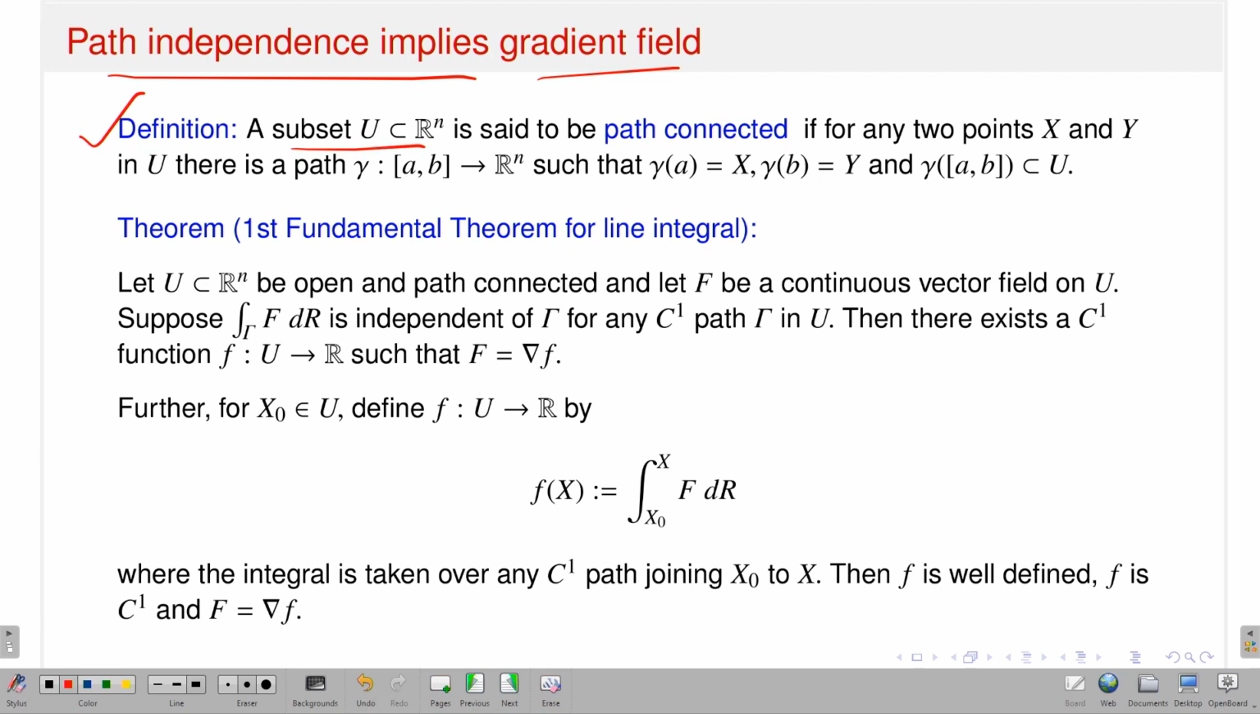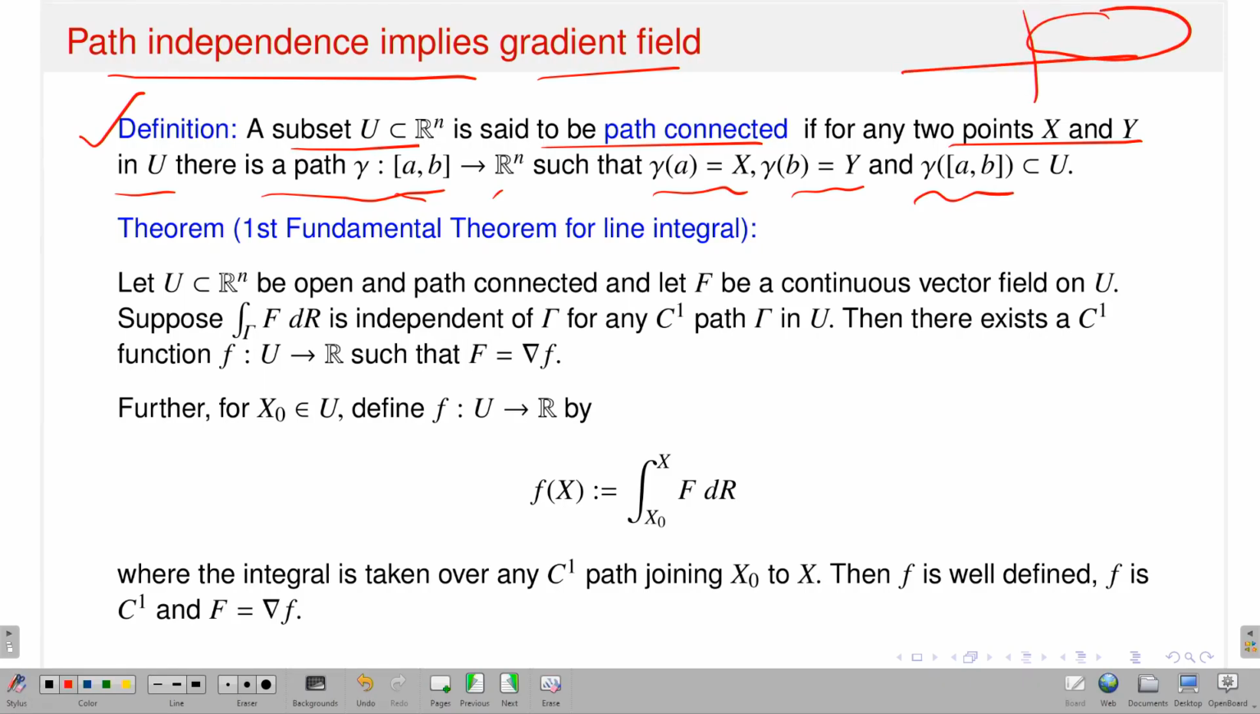A subset U of Rn is said to be path connected. What is the definition of path connected? If I take any 2 points x and y in my domain U, there is a path, which is a continuous function from the closed interval [a, b] to Rn, such that the initial point is x and the final point is y, and not only that, the image of gamma should be fully contained in U. For example, this is my domain U in R2, take any 2 points. This is x, this is y.